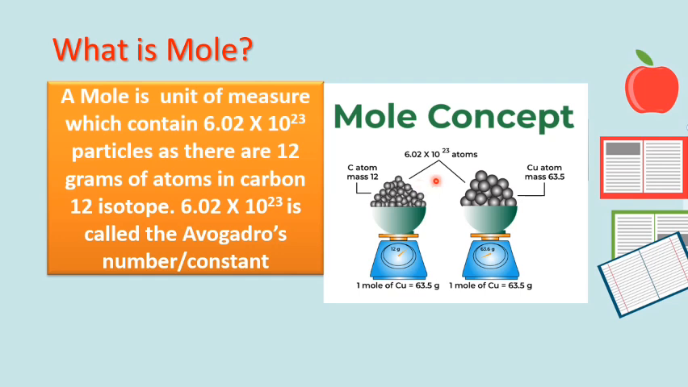Avogadro's constant. Now if you look at the image here, you can see the image is trying to explain the mole concept. In this case, the mole is acting like a scale, whereby we have carbon atoms and we have copper atoms. If you look at the masses, they have different masses actually. Carbon has 12 while copper has 63.5. But regardless of their masses, they still have the same number of particles, what we call the same number of atoms, which is 6.02 times 10 raised to the power 23.